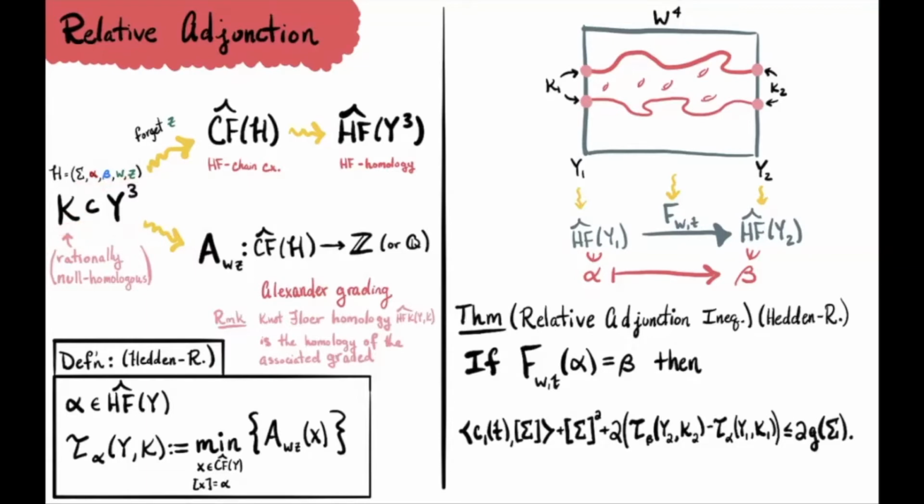Okay, so if we forget about the Z base point, there's a way of extracting from this information a chain complex, the Heegaard Floer chain complex associated to this Heegaard diagram.